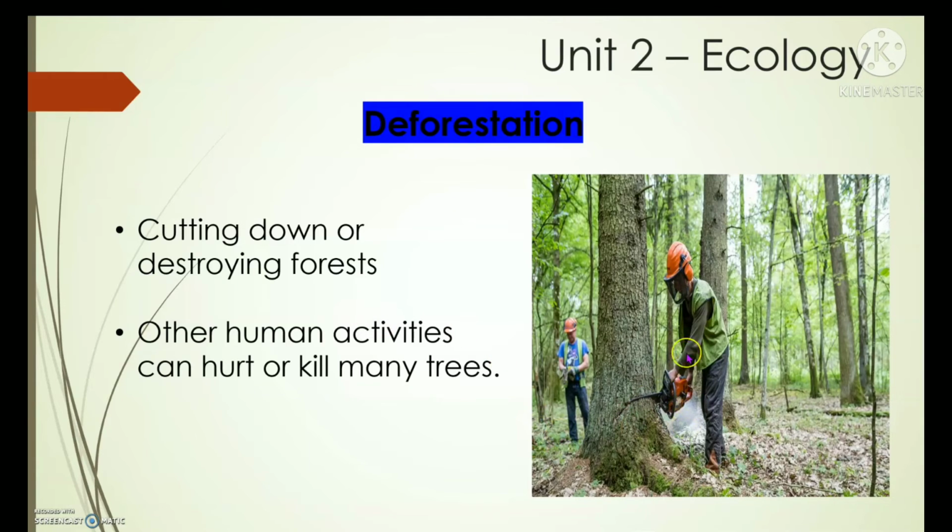Very good. So as we can see in this picture, the man is cutting down a tree. If this man cuts this one too, and cuts all the trees in that area, the forest will be affected. The trees will die. Then that is deforestation. Clearing or cutting the trees in a wide range in that area. So this is another human activity that hurts or kills many trees. Okay, what is deforestation again?